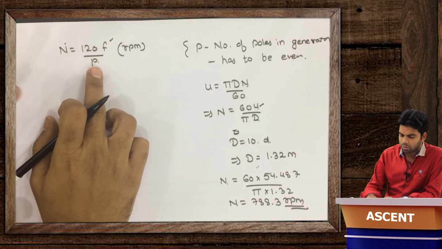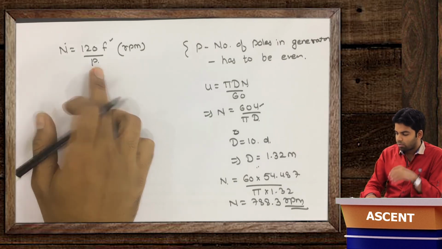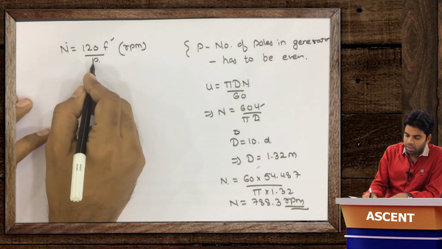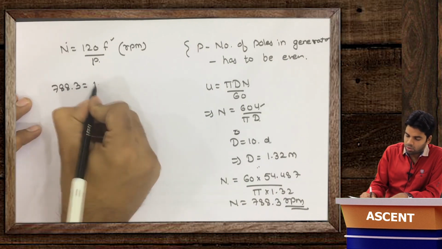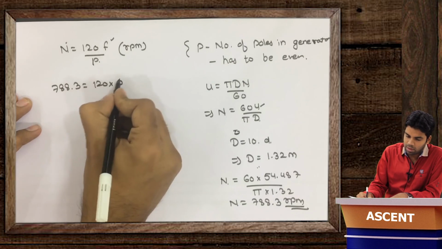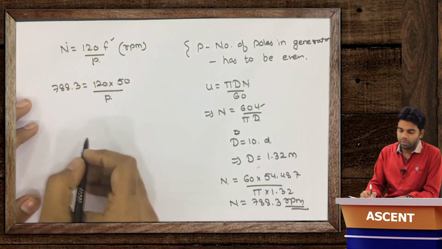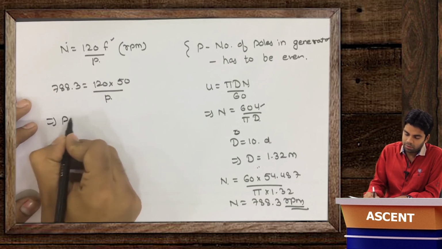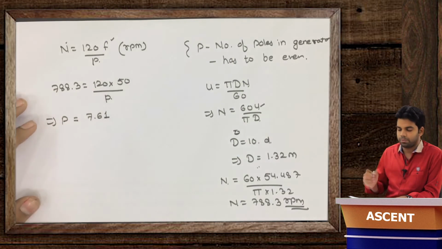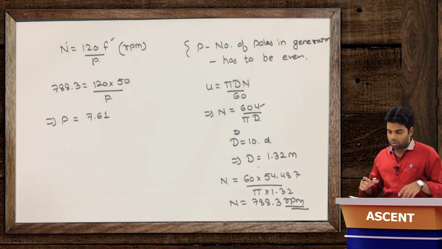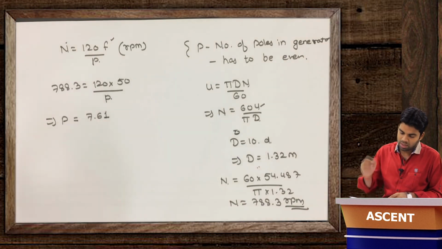Okay, now what we are doing, you will understand it soon. Now the value of P we can determine from here. So this will be 788.3 is equal to 120 into frequency, which is given as 50 hertz, divided by P. Getting this? Okay, so from here this P will be equal to 7.61. So corresponding to this speed we are getting the number of poles as 7.61.